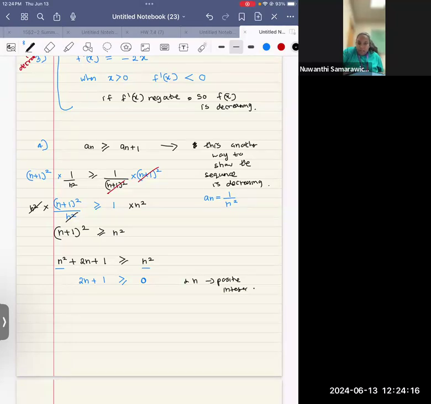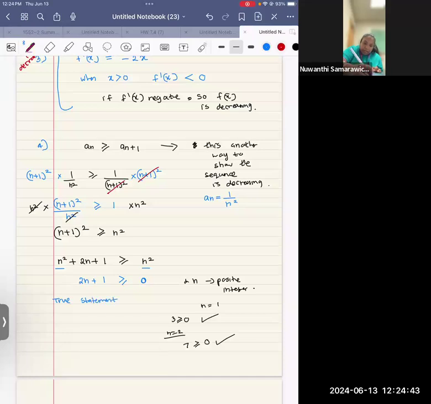So if n is equal to a positive integer, that means if n is equal to 1, then what is this form? 2 plus 1 is 3, and 3 is greater than 0. This is a true statement, right? If n is equal to 2, what happened? 7 is greater than 0. This is a true statement. So we get a true statement.